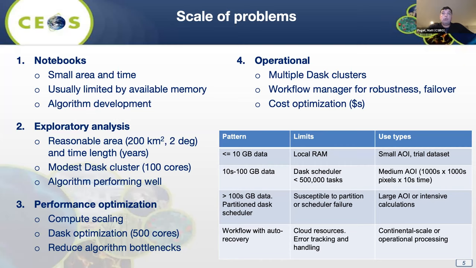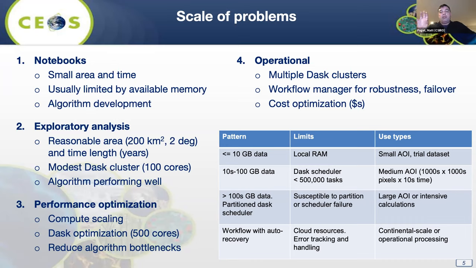And then the fourth part, almost the holy grail, is when we get to an operational space. We've gone from a notebook in development, and now we can operate it and run it on large scale areas and have confidence in its results. At this time, we start looking at multiple Dask clusters, and we'd probably need a workflow manager to wrap around, to organize and marshal all the activities and manage for robustness within our system and failover of various services. At this time, we're not optimizing the algorithm anymore, but we're probably optimizing the cost of the system, getting as much efficiency out of the compute resources as we possibly can.